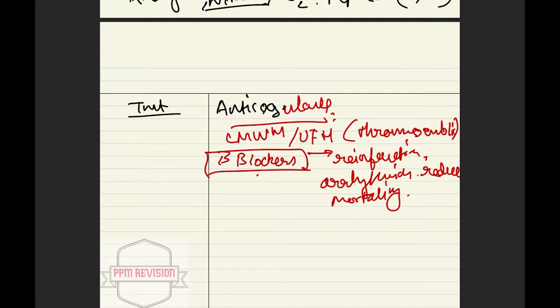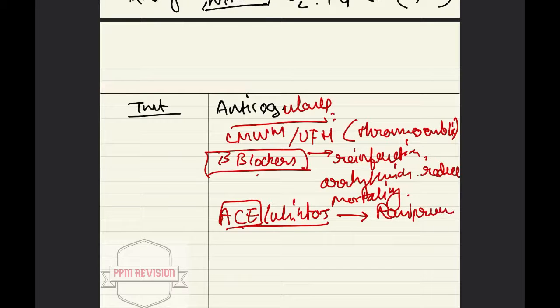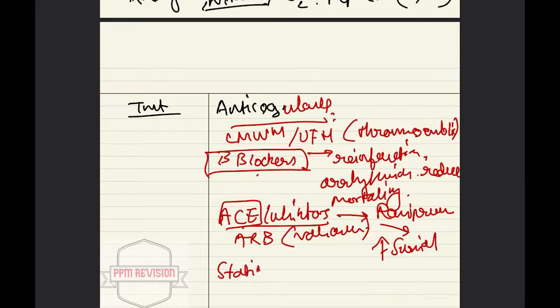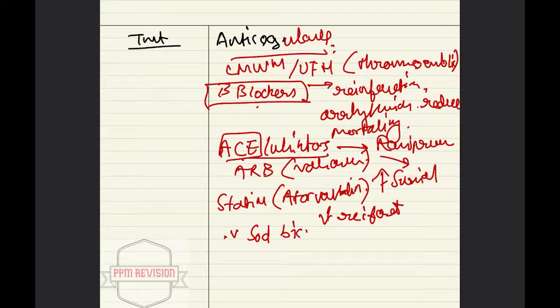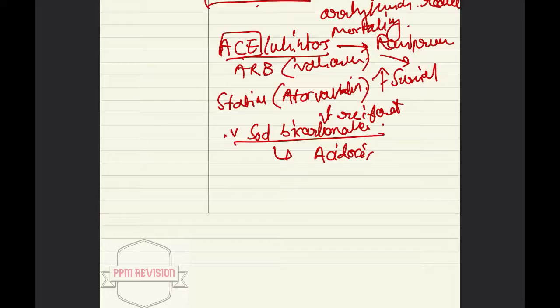Now looking at the ACE inhibitors, they can be used, for example ramipril, or even ARBs such as valsartan. What they do is improve the survival chances. Then we also have the statins. Atorvastatin should be started, and it reduces thrombotic events and decreases reinfarction. Next, for acidosis, we can give IV sodium bicarbonate.